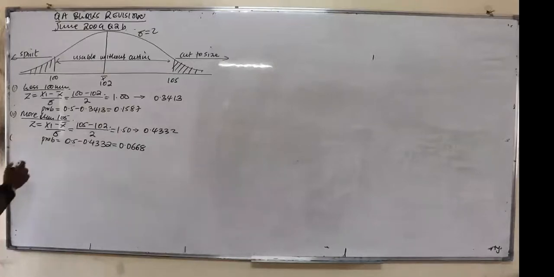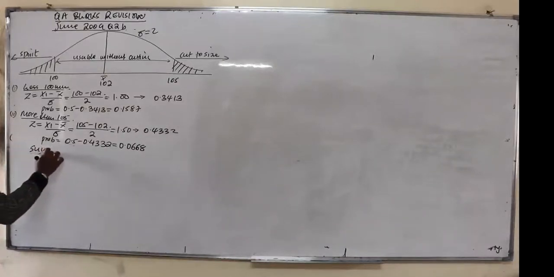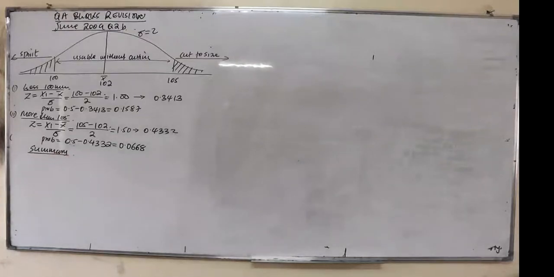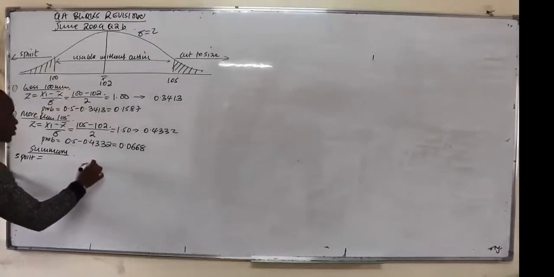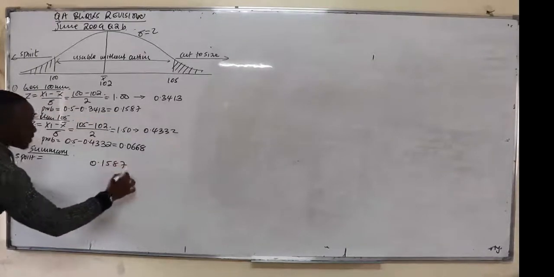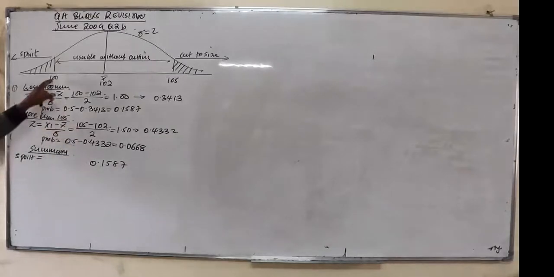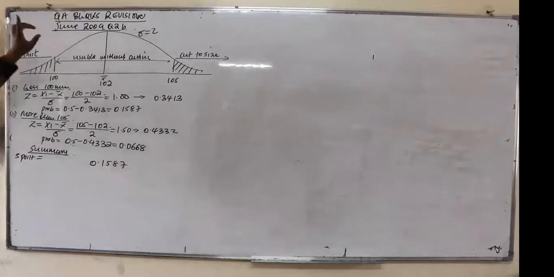So now let me give you a summary here. The probability of those which are spoiled, those were the ones with less than 100, and we have gotten a probability of 0.1587. That's the probability of being less than 100, of which we are told that will be regarded as spoiled.